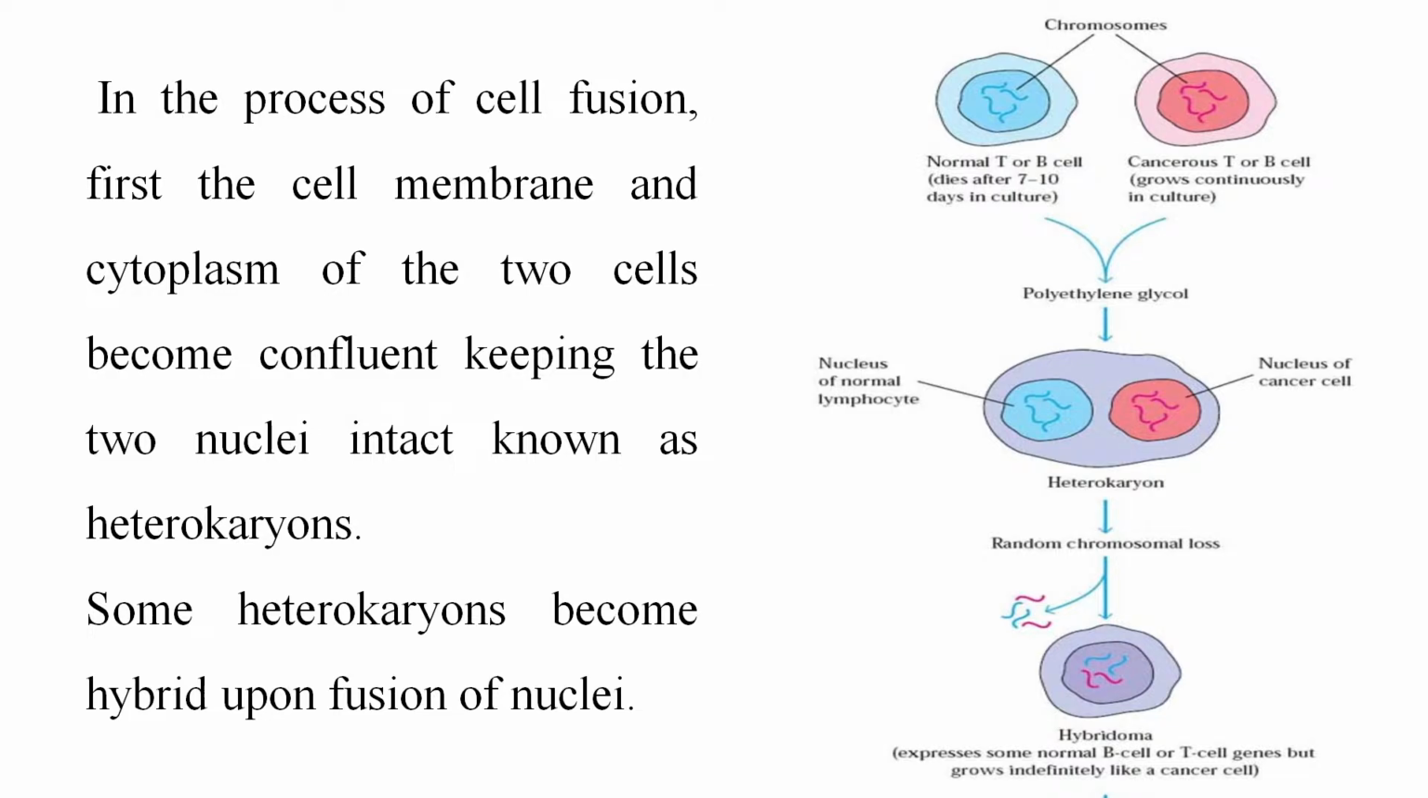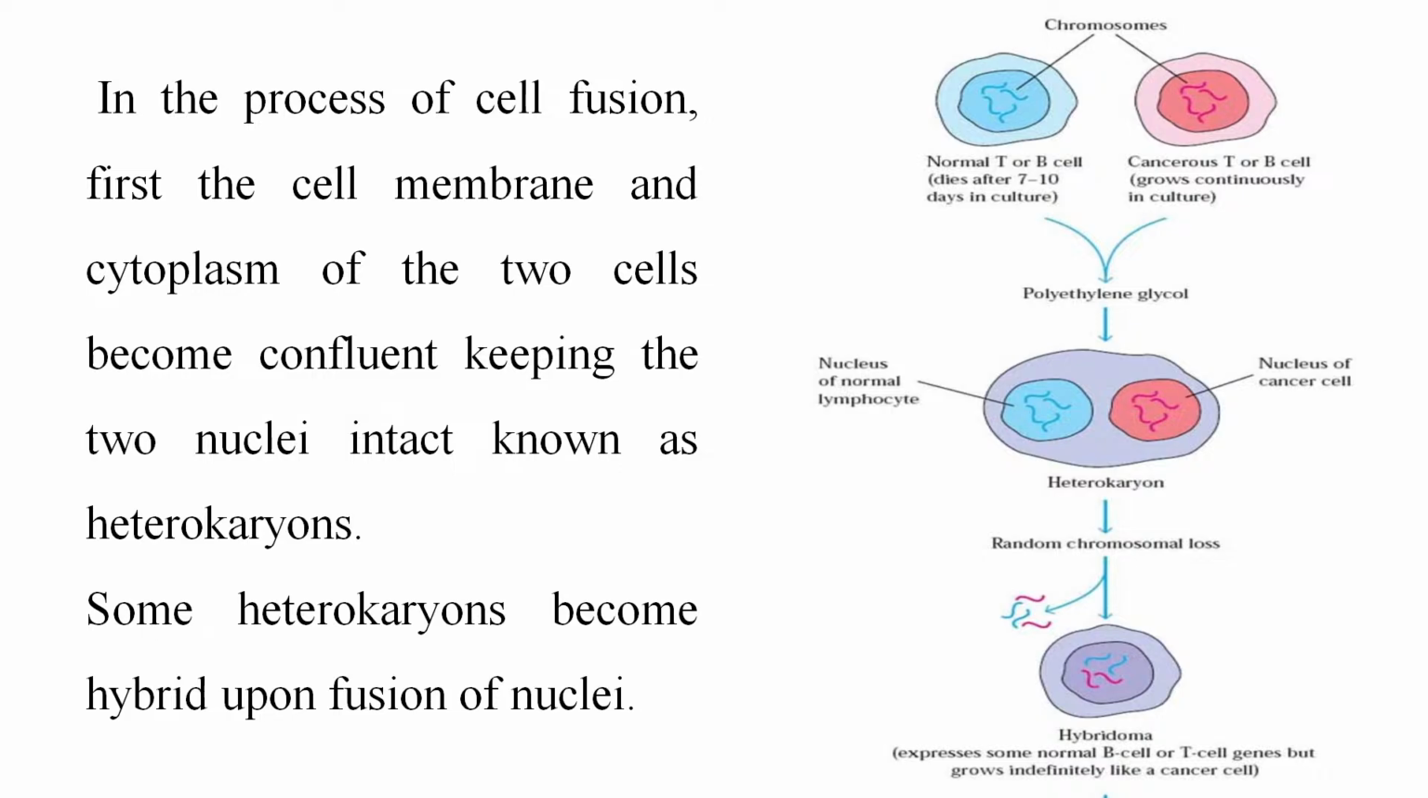In the name again, hetero is different, karyon is nucleus. So you have two different nuclei in the same cell because the cell membrane and the cytoplasm of the two cells, that is the B cell and the myeloma cells, are fused, but the nucleus has not yet fused. So this is the heterokaryon stage.